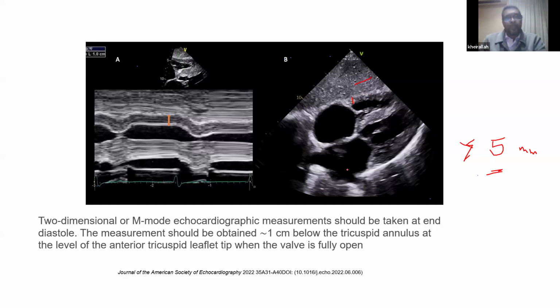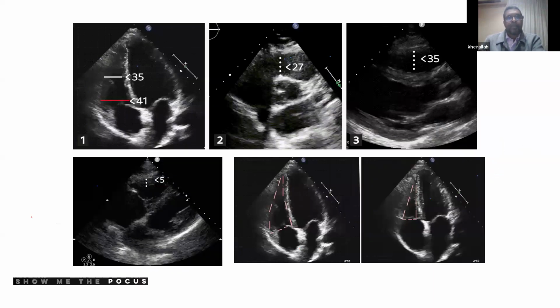Okay? Now we also take measurements for the RV, and we take measurements at different places. Why do we do that? Because, as we agreed, the geometry of the RV is a bit tricky. Yeah? So we have to make sure, and we have to eliminate error in measurement by measuring in different locations and orientations. That's why we choose the apical 4 chamber, and the short axis and parasternal.